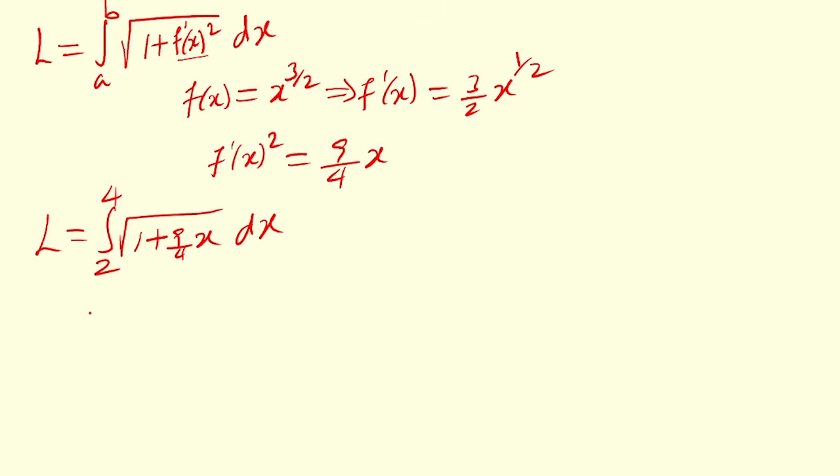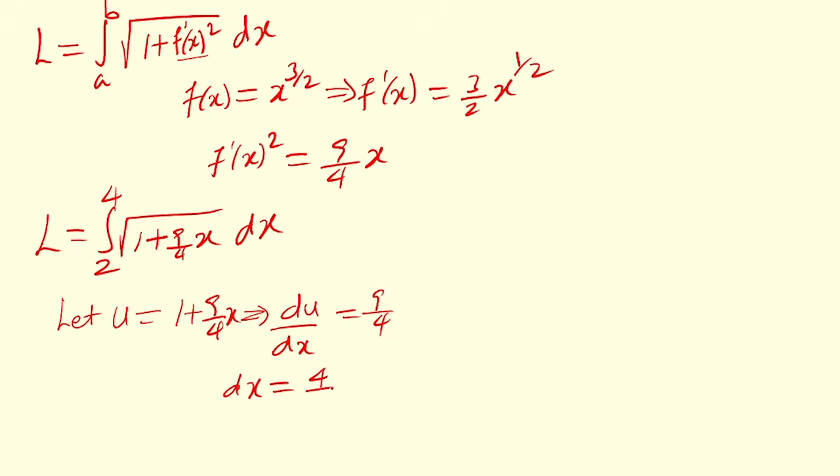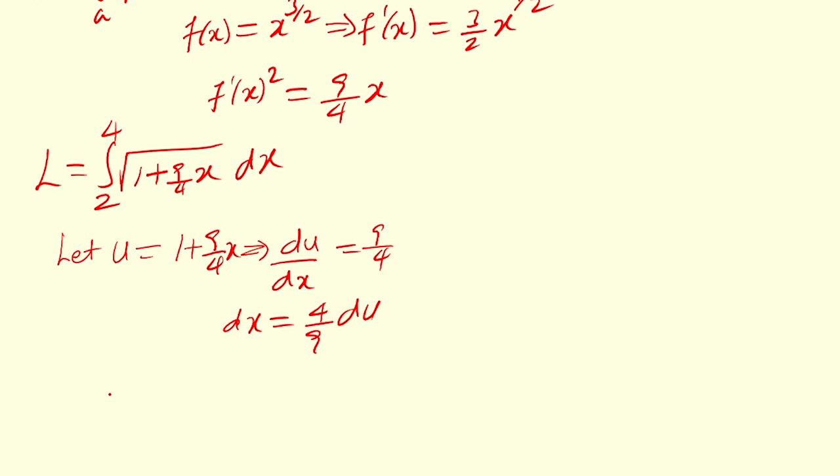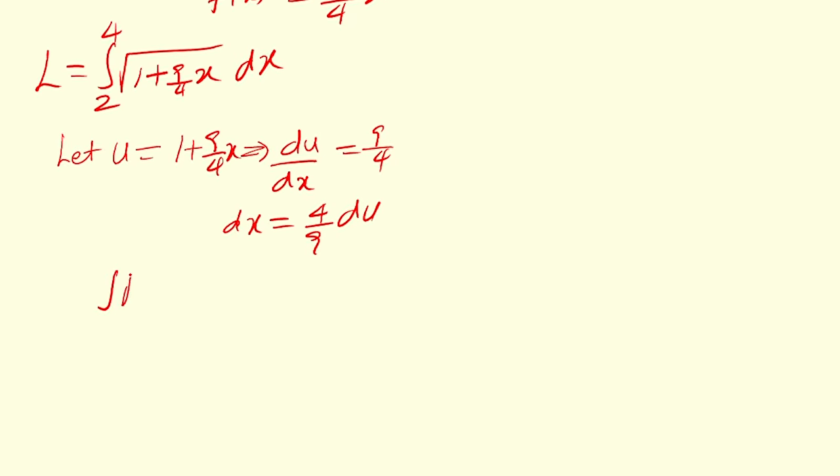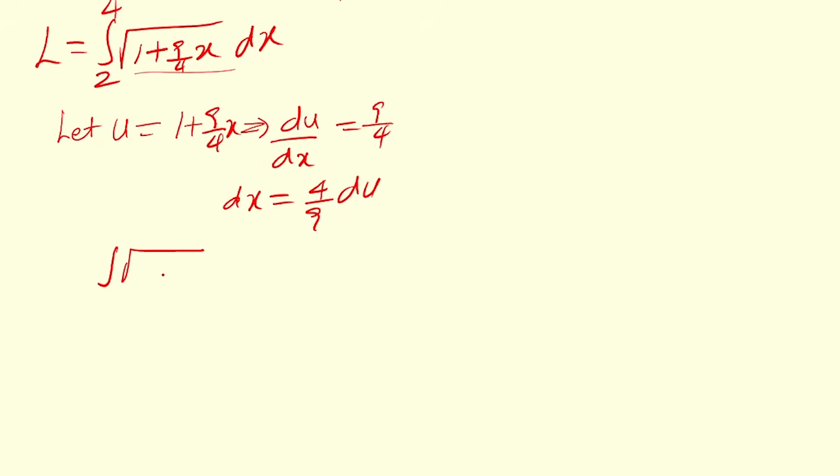Now, let's use integration by substitution. First let's find the indefinite integral. Let u be 1 plus 9 over 4 x. This implies du by dx is equal to 9 over 4. So dx is equal to 4 over 9 du. Now the integral of the square root of u times dx, 4 over 9 du.